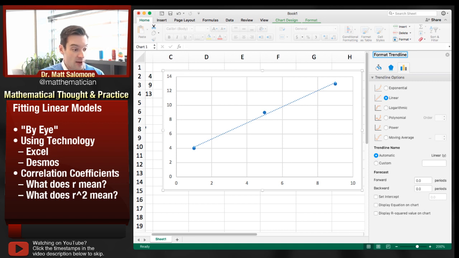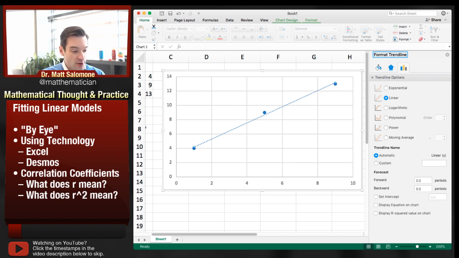One of the things you'll notice is it also gives you an option of different types of trend lines we could choose. So right now, linear is the model that we prefer. But as we go into next week, we're going to be talking about exponential models as well. And so when those are appropriate, we can use those instead.